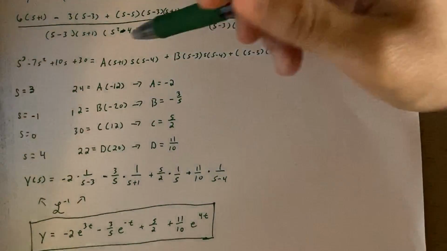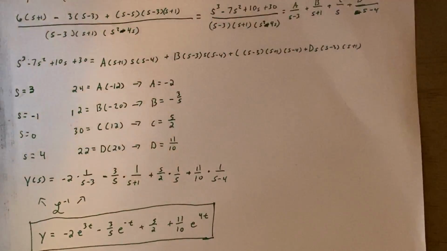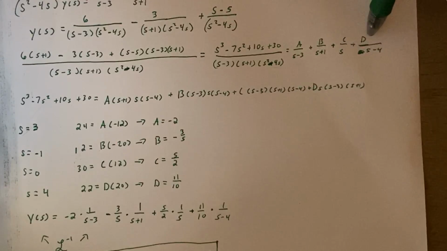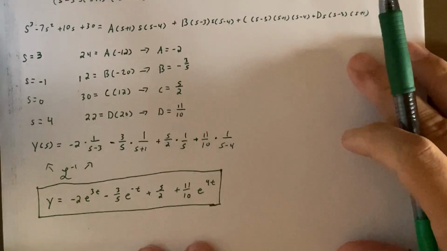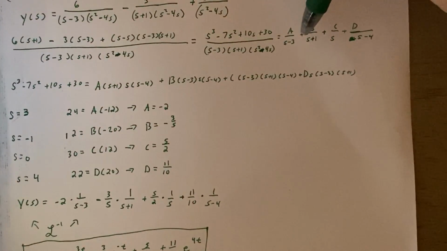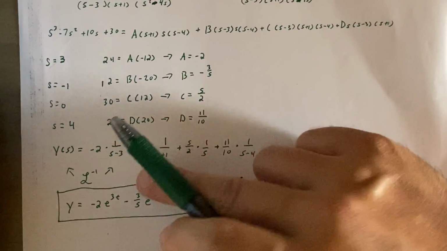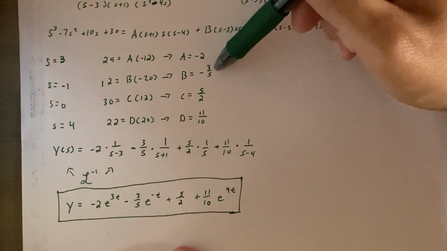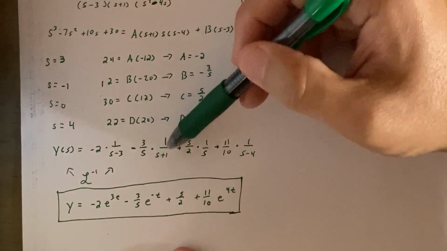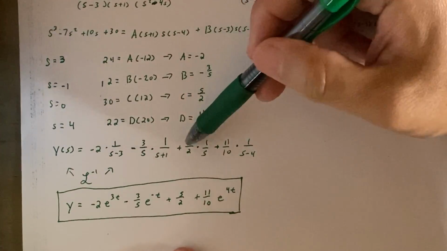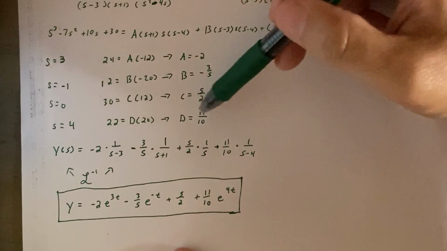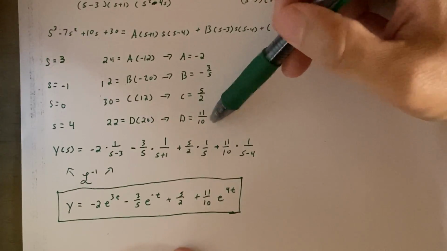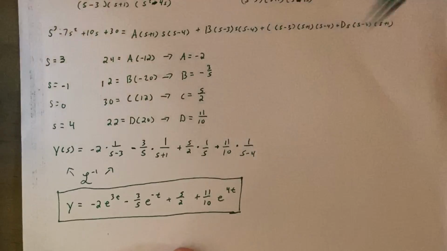And so now, I'm going to go ahead and write my y of s in terms of a, b, c, and d. And so if a is -2, it's -2 times 1 over s minus 3. So there you see there. So if b is -3/5, it's going to be -3/5 times 1 over s plus 1. C is 5/2, so 5/2 times 1/s. And d is 11/10, so multiply that by 1/s minus 4.